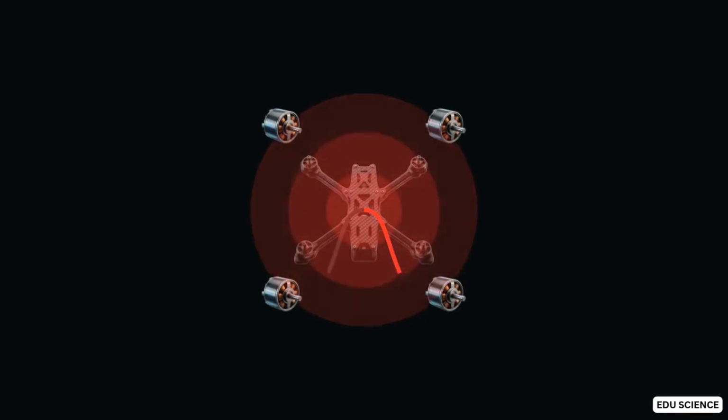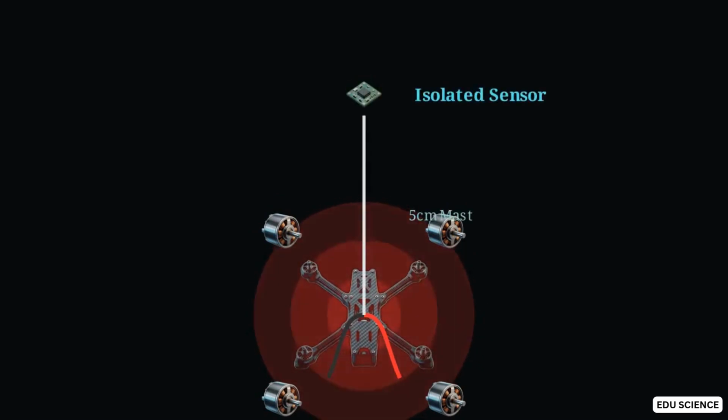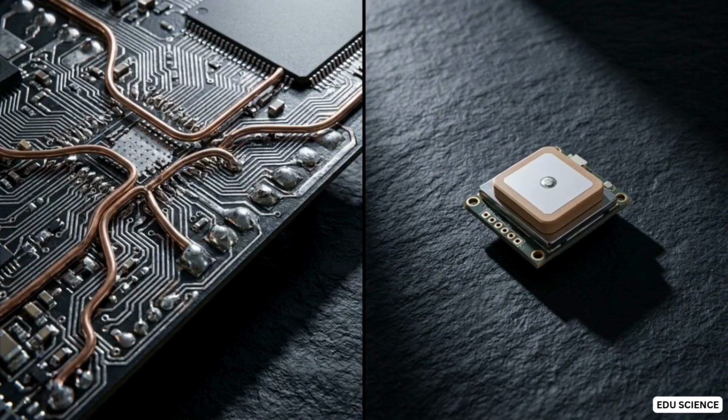Ampere's circular law dictates that this localized electrical storm will overpower the planet's magnetic field, causing the drone to spiral. This is why the magnetometer is mounted on a 5-centimeter non-conductive mast. Achieving autonomy requires isolating planetary-scale sensors from the electrical interference generated by the drone's own powertrain.